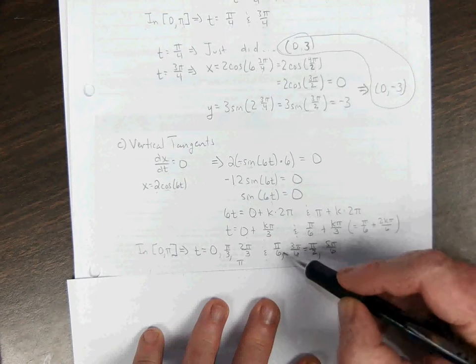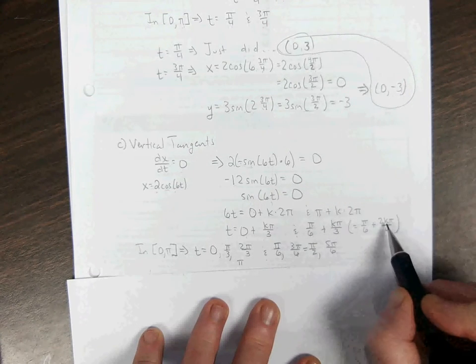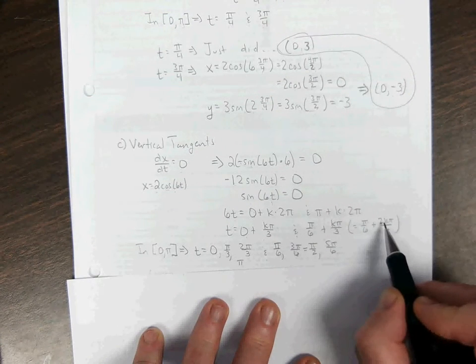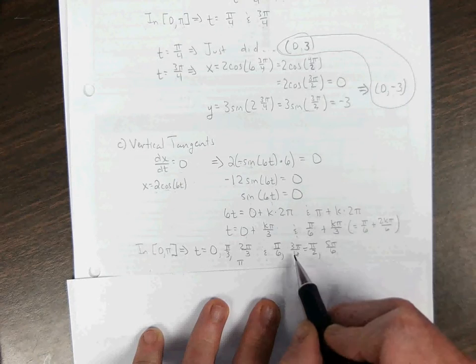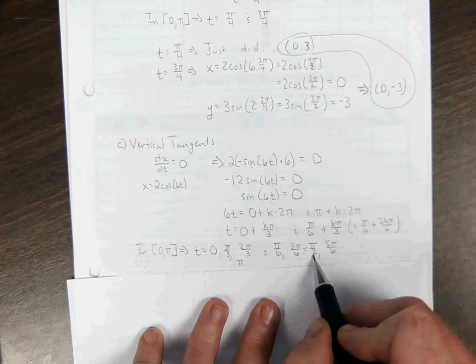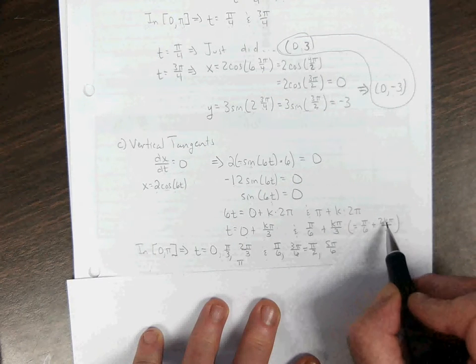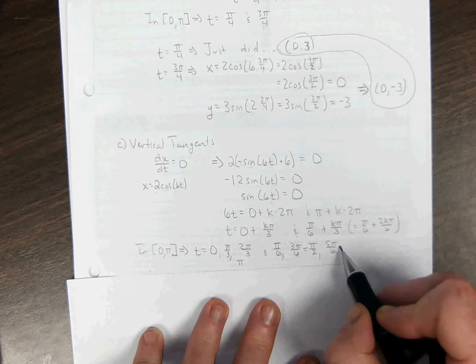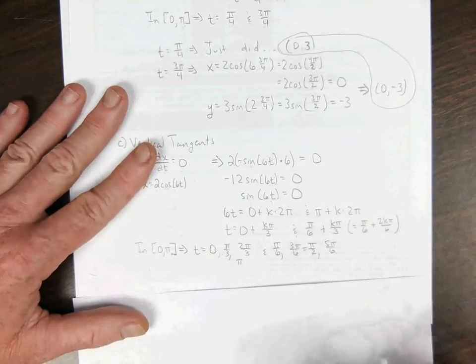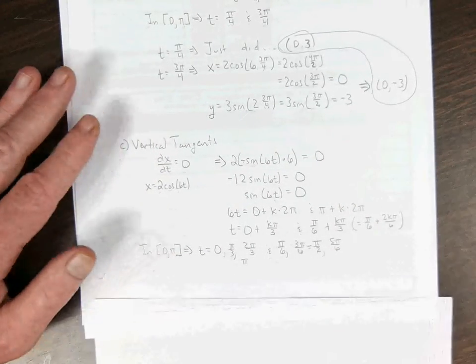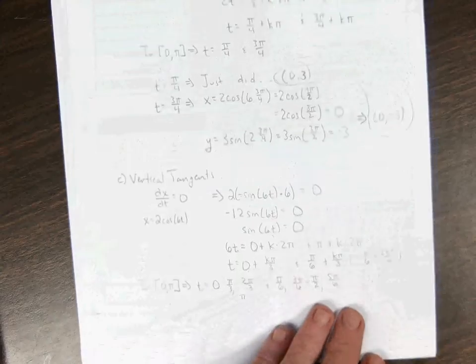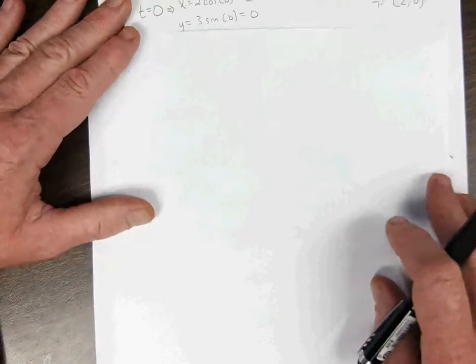All right, and then I come over to here. K equals 0 is pi over 6. K equals 1 is 1 pi over 6 plus 2 pi over 6. That's 3 pi over 6, but reduces to pi over 2. And then k equals 2 is 1 pi over 6 plus 4 pi over 6. That gives me 5 pi over 6. So there's the times where I have my vertical tangents. Remember, we were expecting several. And so now we just go and crank through all those times.